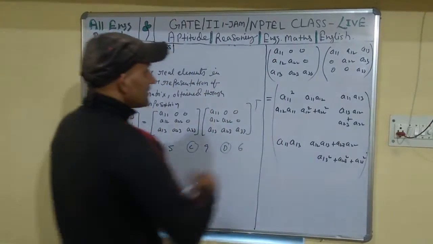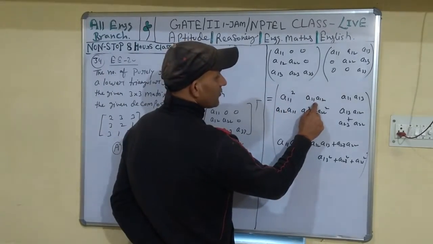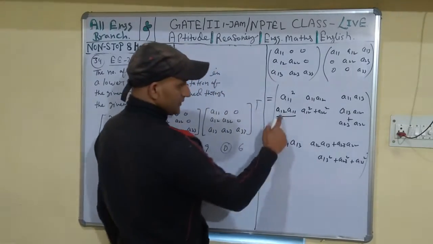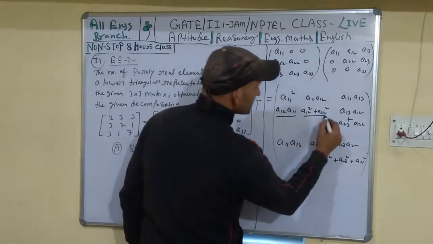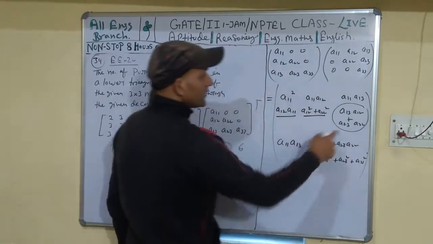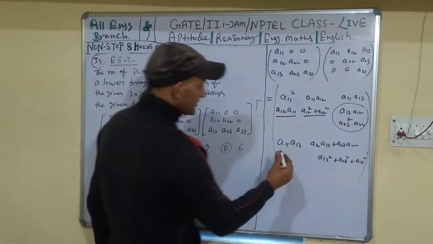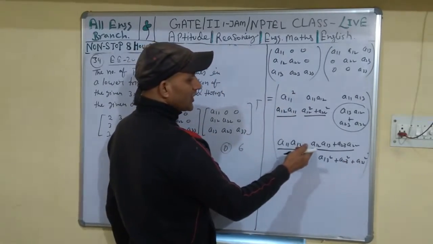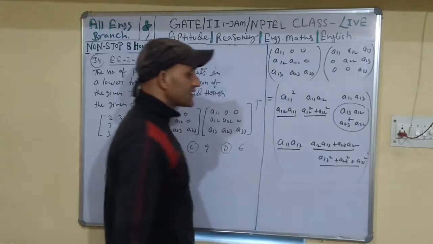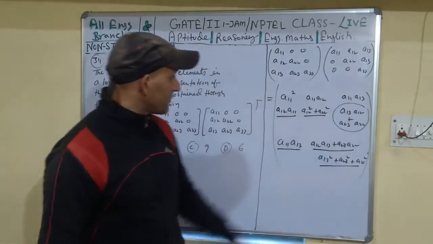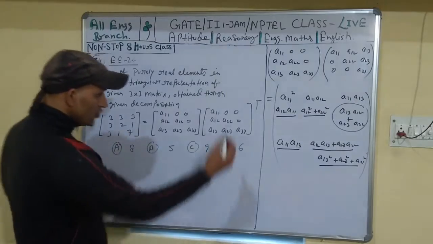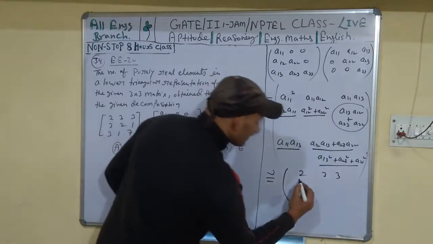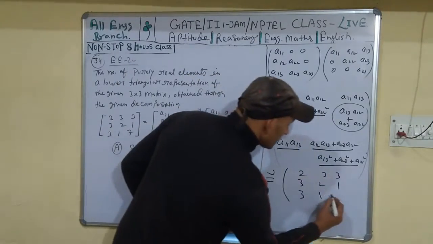Your matrix is this: the first row first column, first row second column and first row third column. Then the second row first column, this is second row second column, and the whole one is second row third column. This is the third row first column, this is the third row second column, and this is the third row third column. This is the 3 into 3 matrix. If you multiply, then you will get this one. So you have to compare this to this, 2 3 3, 3 2 1 and 3 1 7.